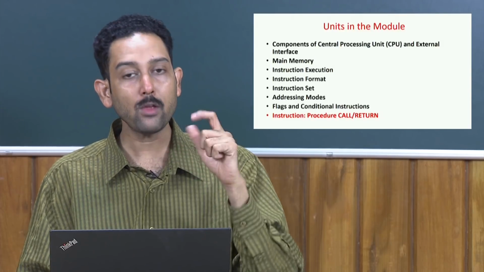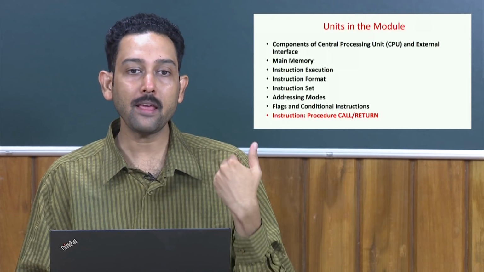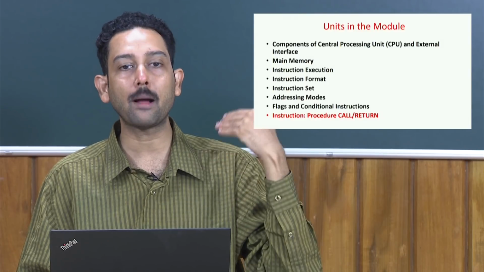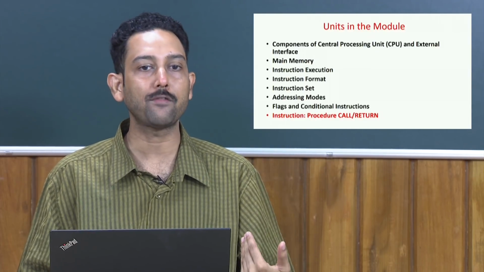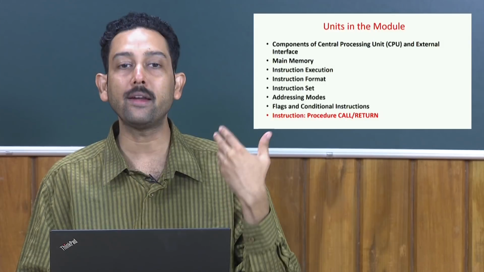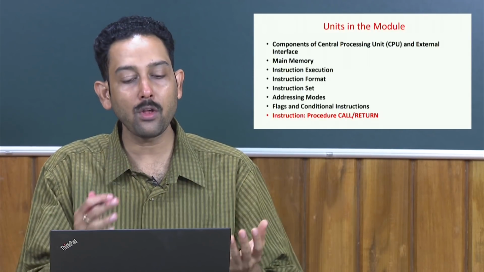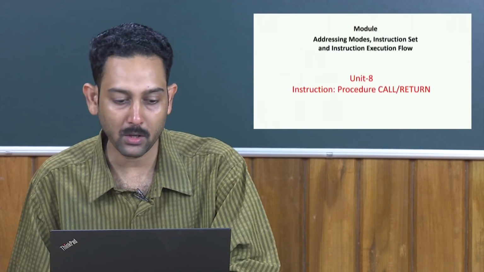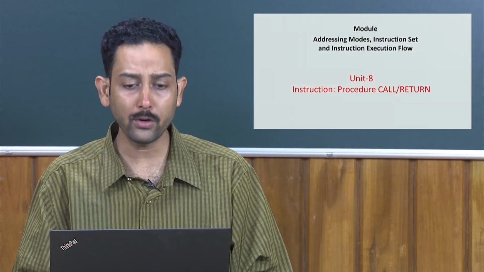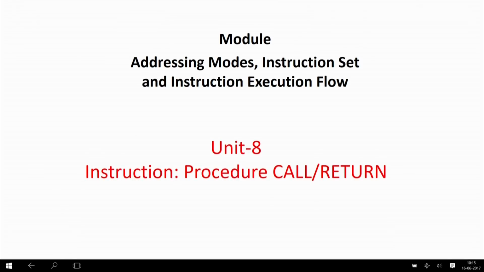But whenever you are leaving your main program, then obviously after executing the procedure you have to come back to the main program and start executing from that point. So, you have to save the context of the program when you are jumping to a subroutine. All those issues we will be covering today in this unit. This is the last unit of the module, which is on procedure call and return.